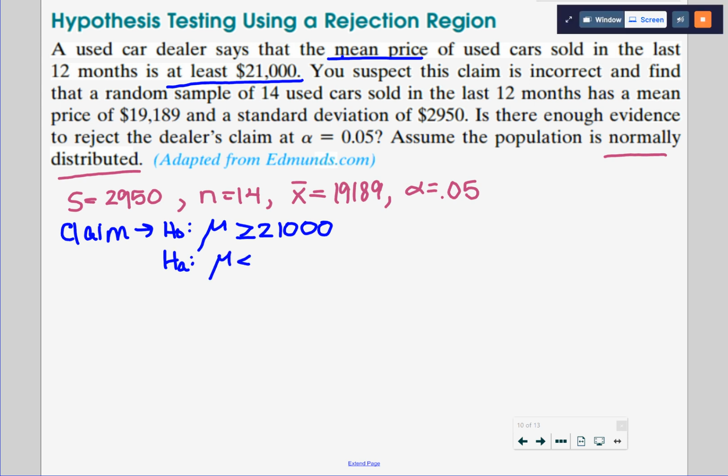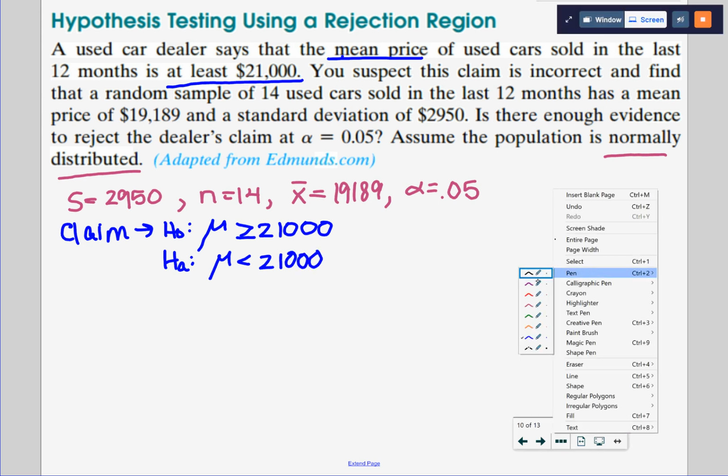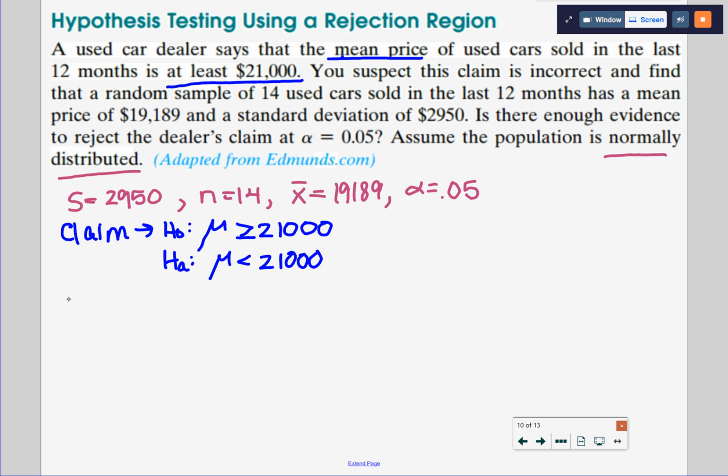Less than 21,000. Okay, let's go ahead and calculate t from our statistics, and then we'll get the critical values in a minute. All right, so t, same formula as before, it's just not a population standard deviation.